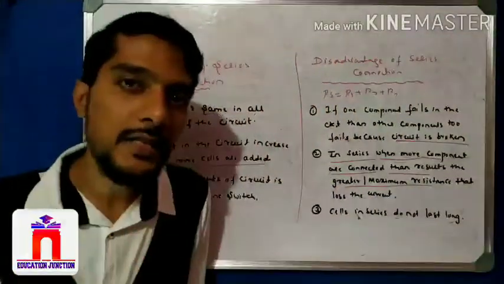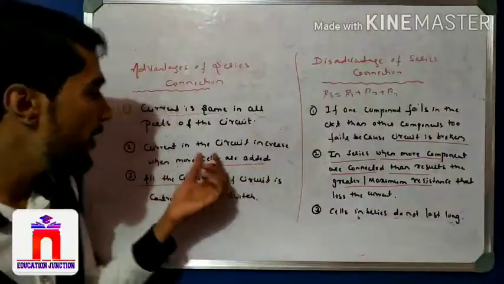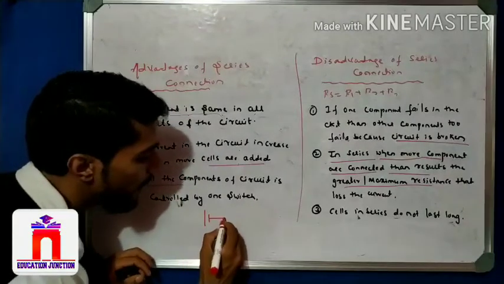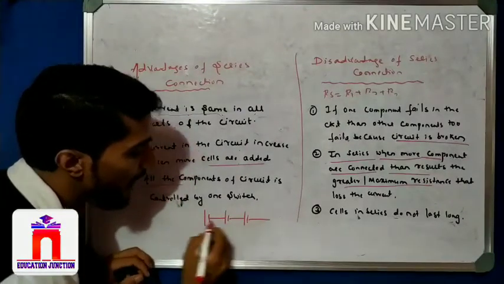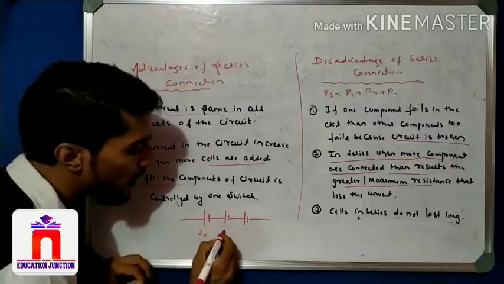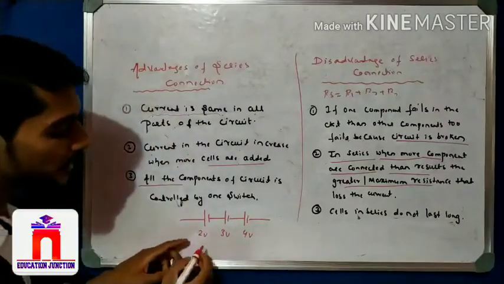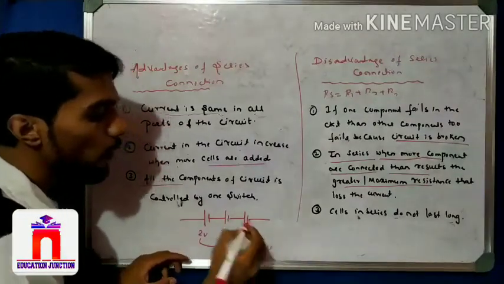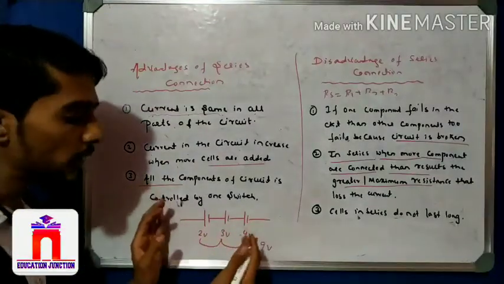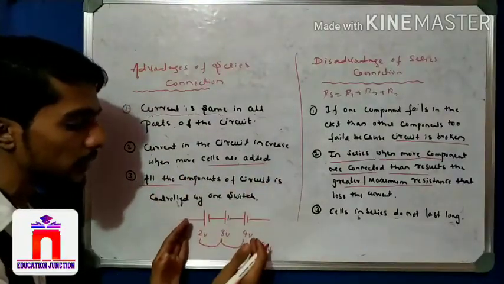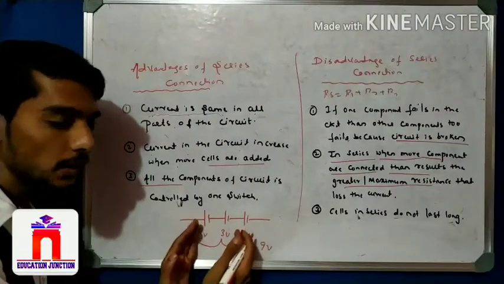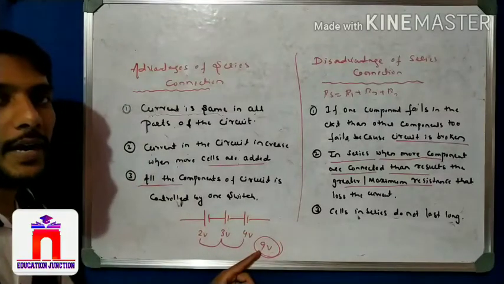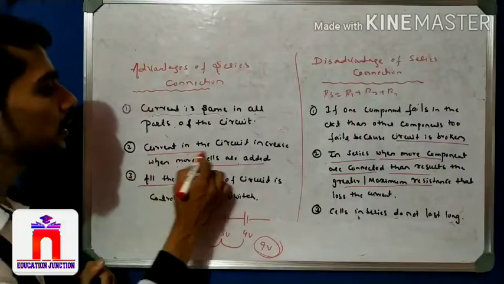When more cells are added in the series connection, the cells just add up. For example, I show here: this is one battery, this is another battery, this is another. Three batteries are connected in series. For example, this is 2 volt, this is 3 volt, this is 4 volt. So what happened here? 2 plus 3 is 5, 5 plus 4 is 9. So the total is 9 volts. Whenever we connect cells in series, there is an increase in the total battery voltage, and that is why the current in the circuit increases.